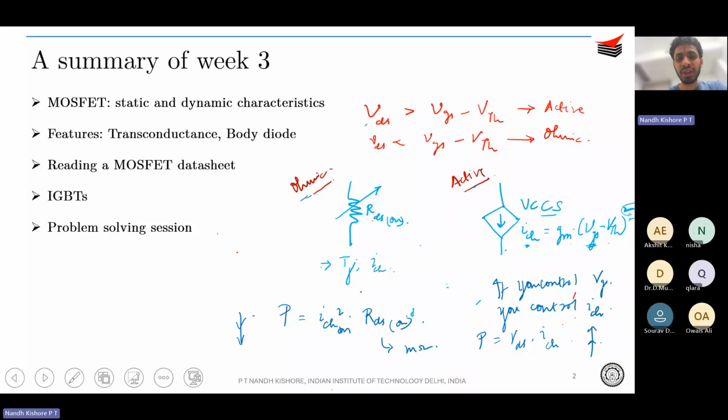Of course, you know that if it's in the cutoff region, it acts as an open circuit, right? Okay, so you went through how to read a MOSFET data sheet, right? And then you came to IGBTs, you studied about its characteristics, right?